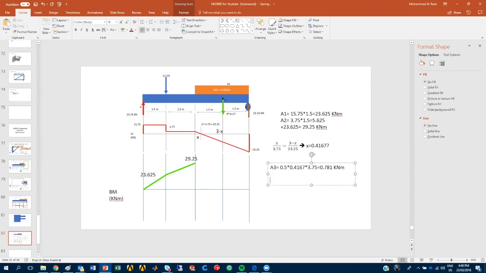And I'll explain to you. At the same time, we find area 4, which is half the base. Now, remember what the base is: 3 minus 0.4167, the value you gave me, times the height, which is minus 23.25. So I should get a negative area, the last one. Can you find me area 4?